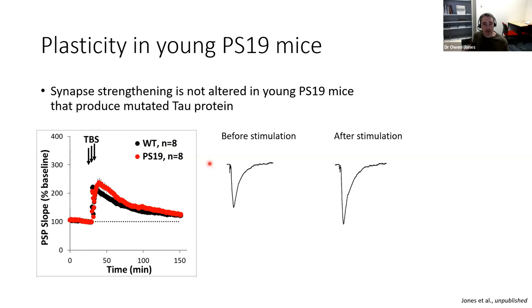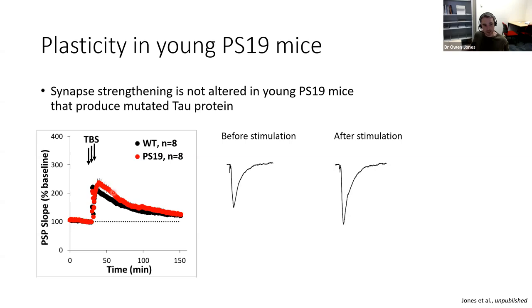And sure enough, when we applied bursts of stimulation to this tissue, those electrical signals that we generate got bigger and they stayed bigger for the course of the experiment. And it was to a similar degree in both groups of mice. In fact, if anything, these PS19 mice initially at least had slightly greater strengthening of their synapses, not to any meaningful degree.